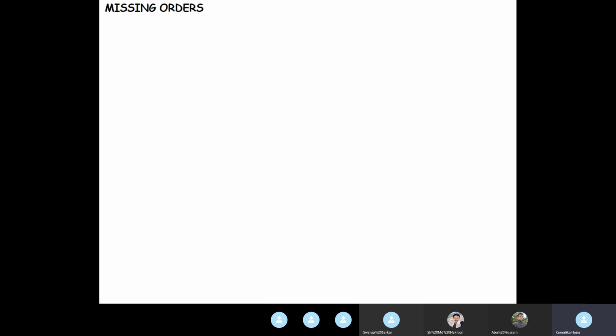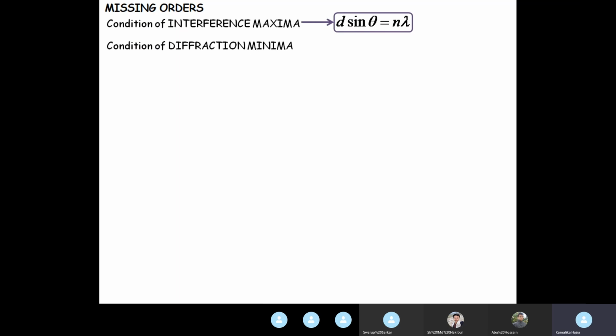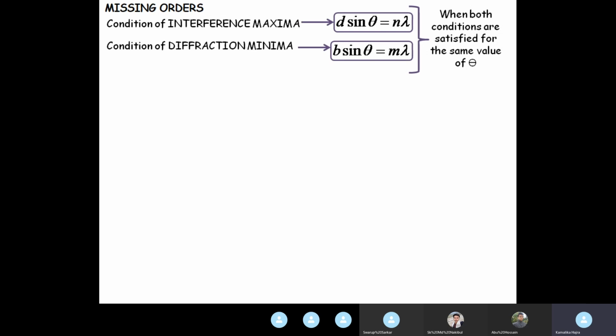Now, before doing that, we have to discuss something else, something very interesting and very, very important, because this is something that you have not encountered before. Missing orders. Okay, so let's see what missing orders are. Now, the condition for interference maxima, as we saw, was d sine theta equal to n lambda. And the condition of diffraction minima, we saw, was b sine theta equal to m lambda. Now, when are we talking about this? When both the conditions are satisfied for the same value of theta.